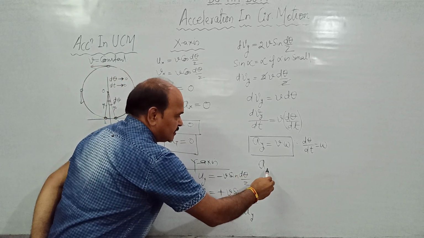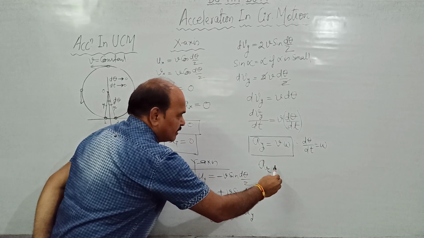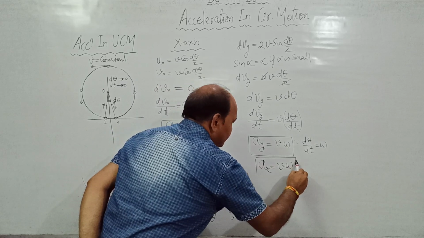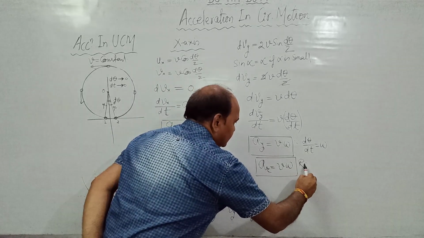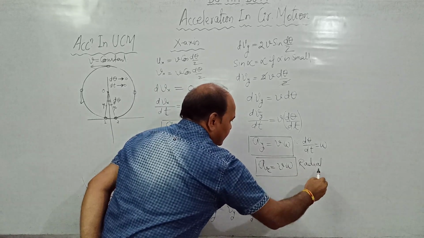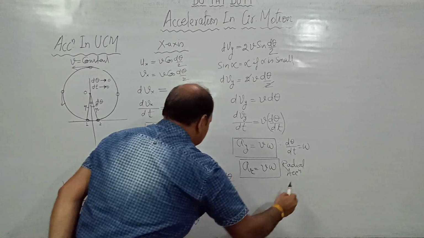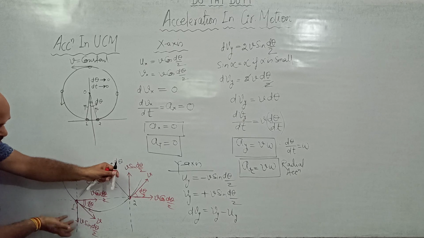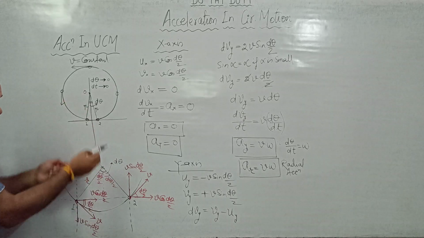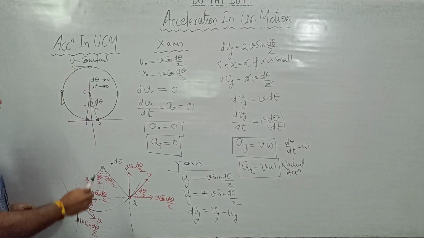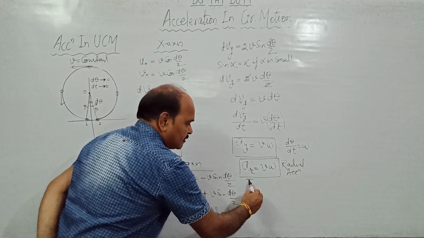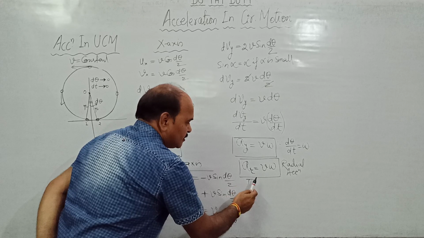So this acceleration along the y-axis is called AR. We call it AR because it is a radial acceleration. And the direction of this acceleration is what? See, this vector minus this vector. So minus, where is the direction? Upward. Upward means towards the center. So the direction of this radial acceleration is towards the center.